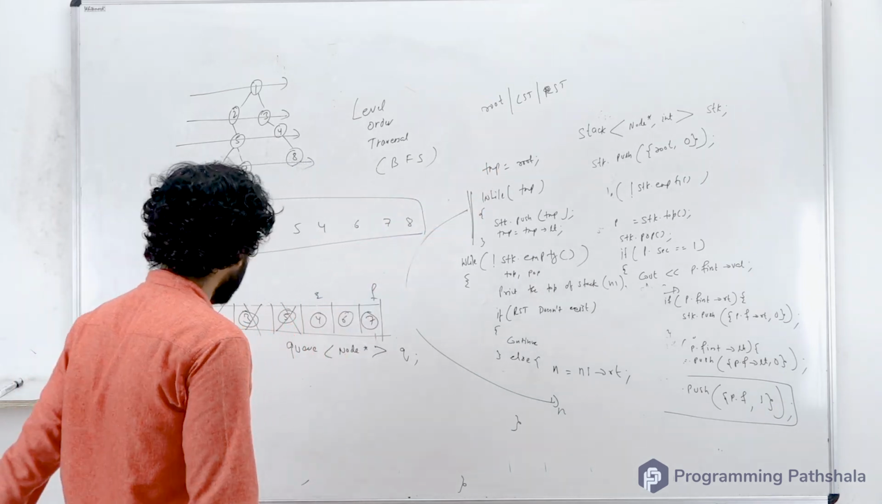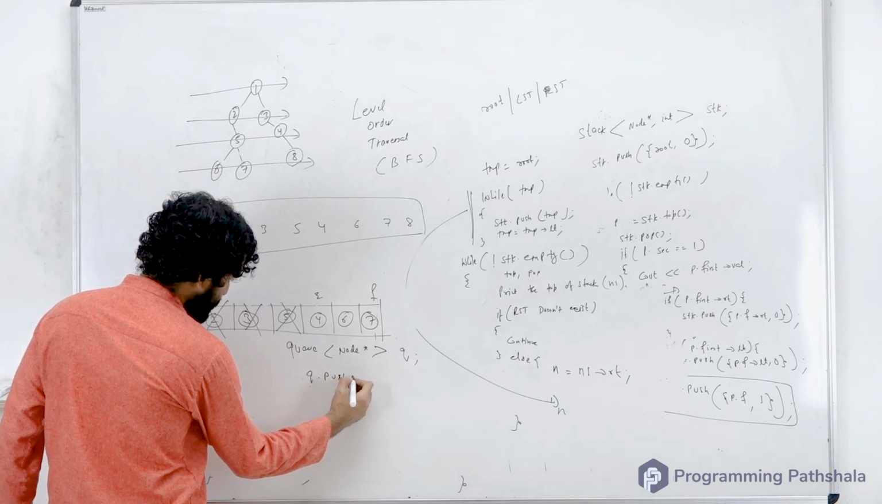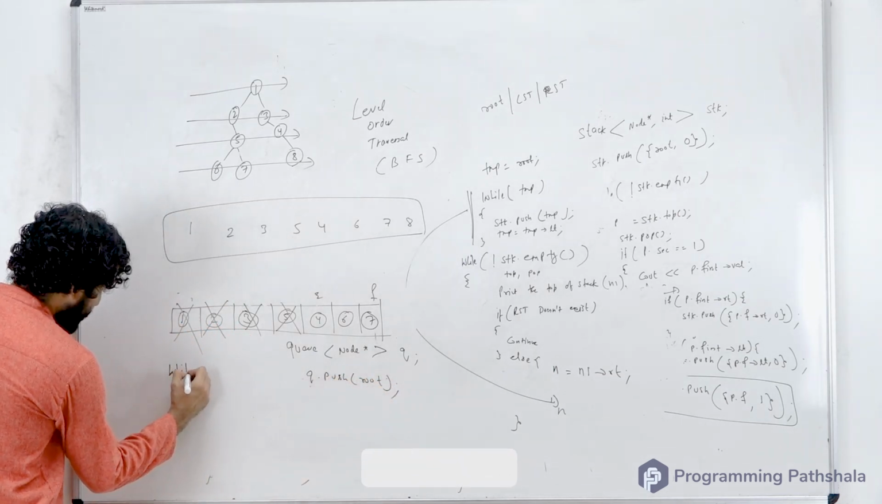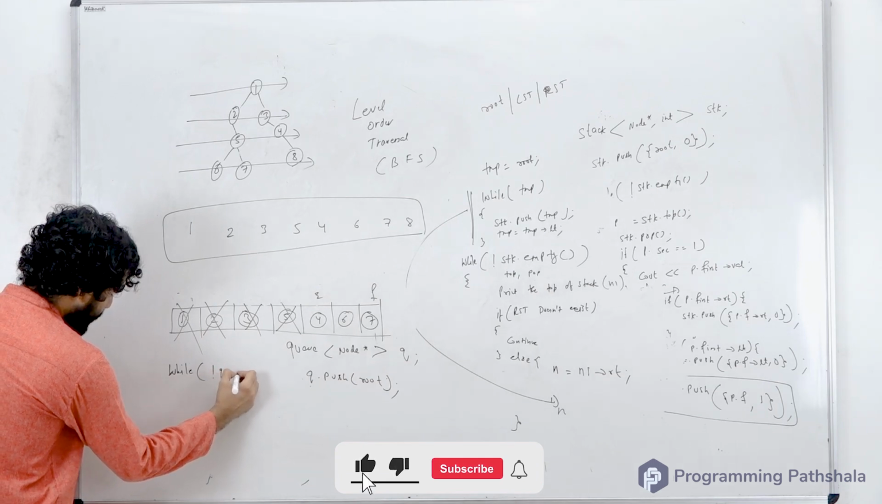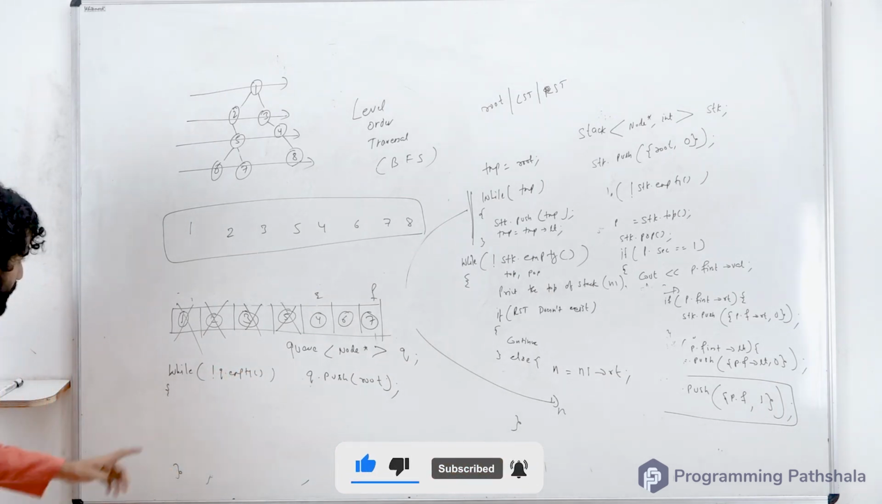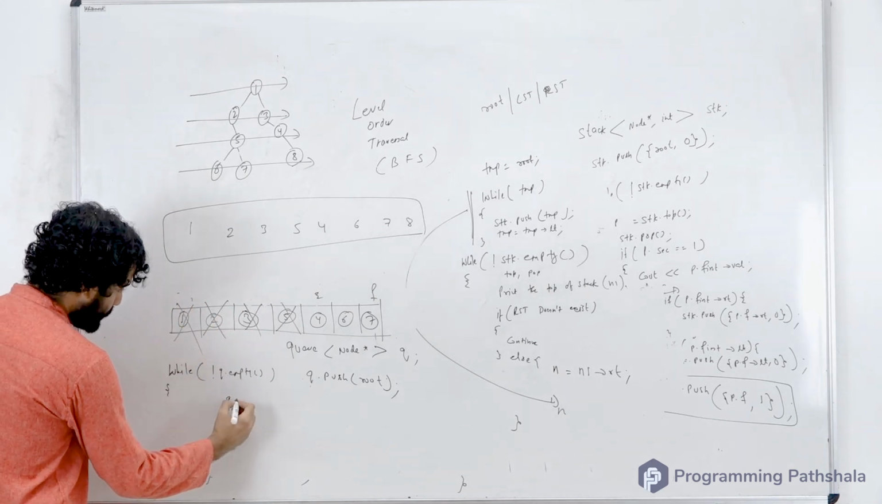So you have to have a queue of node star and initialize your queue with root. So queue dot push the root. And now the approach comes: while not queue dot empty, you can get your job done. So just pop the front of the queue.